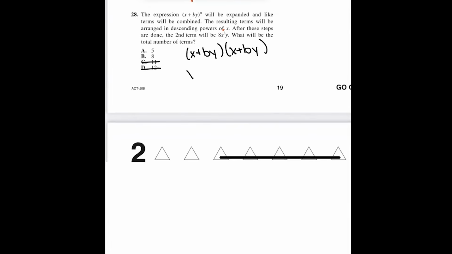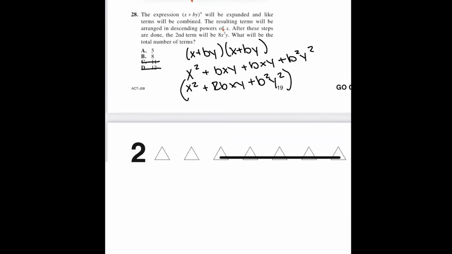So if we're foiling it, it would be x squared plus bxy plus bxy, which we know we combine like terms, plus b squared y squared, and then that'll be x squared plus 2bxy plus b squared y squared. And this is just a really tedious problem here. So we know that after these steps, what will be the total number of terms? This is only 3 terms when you square it. So here's the kicker. We've got to decide if it's going to be 5 or 8 terms.